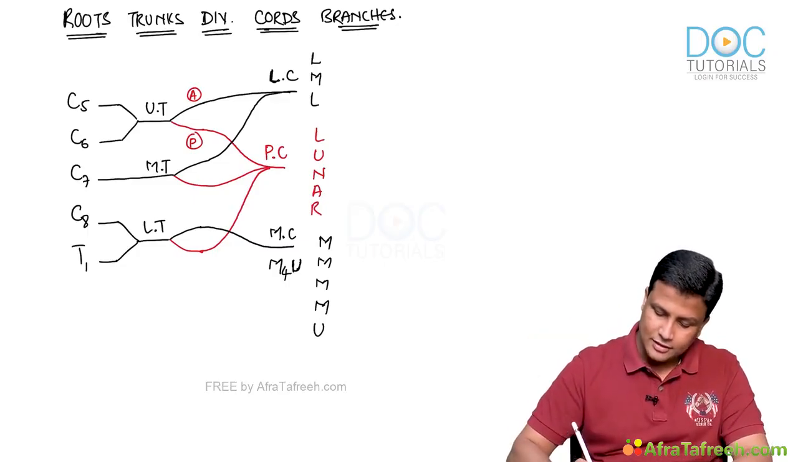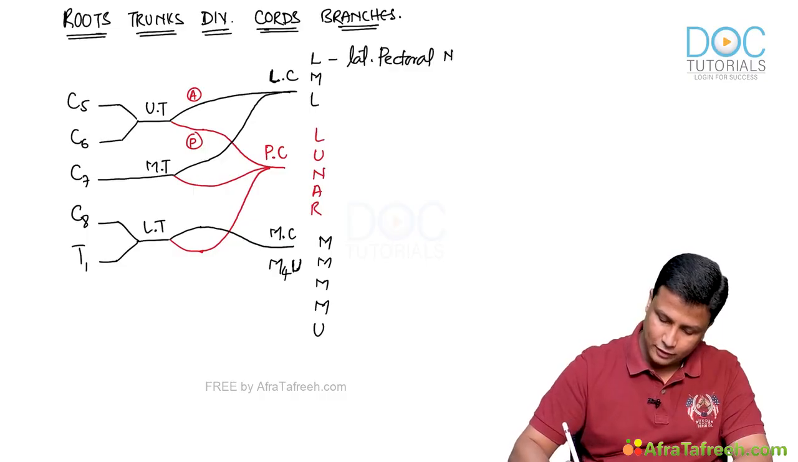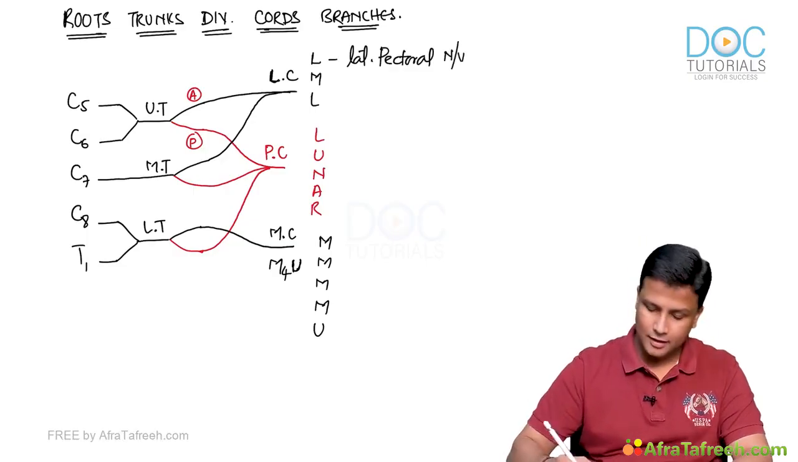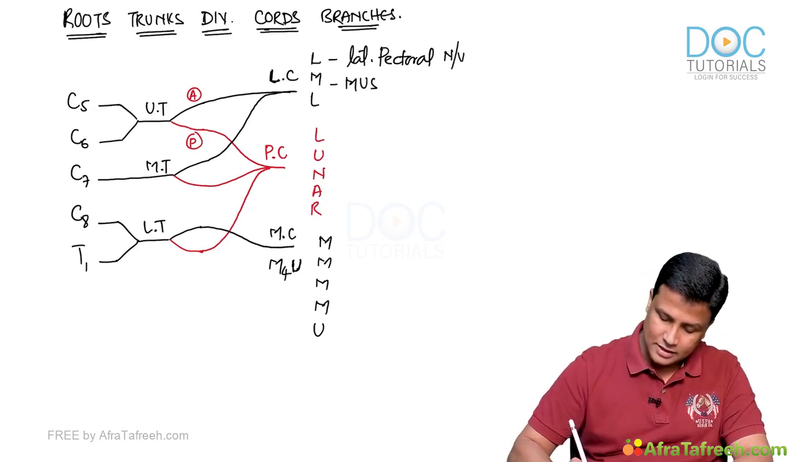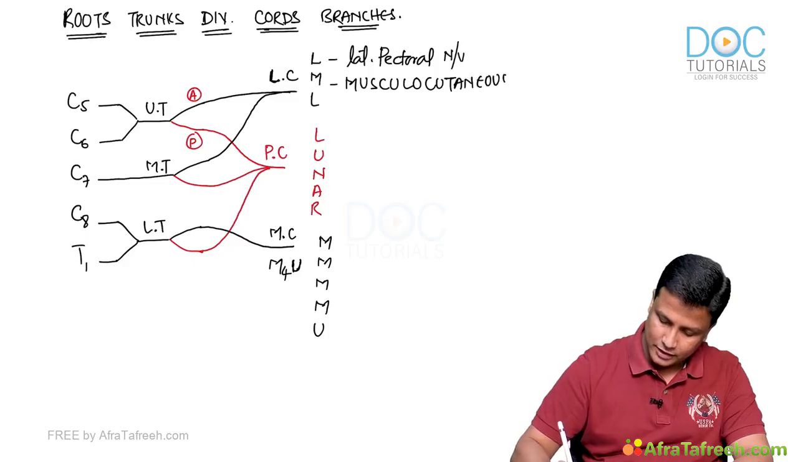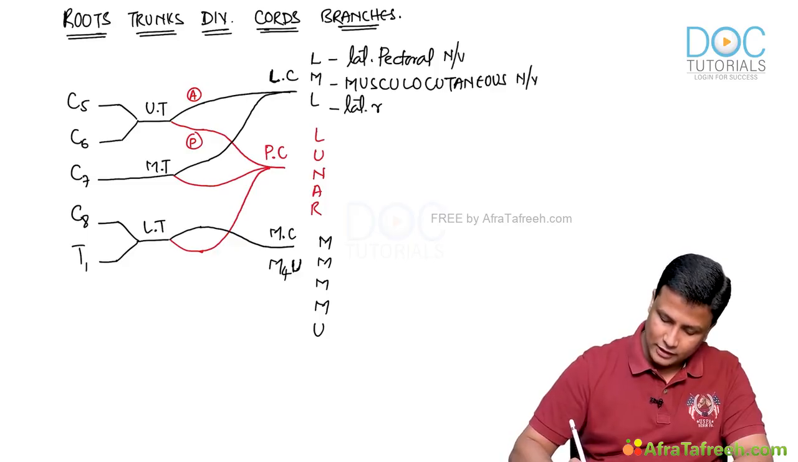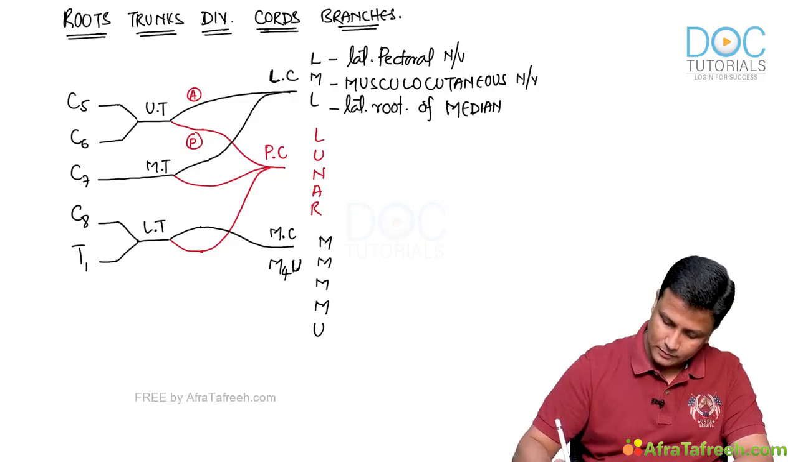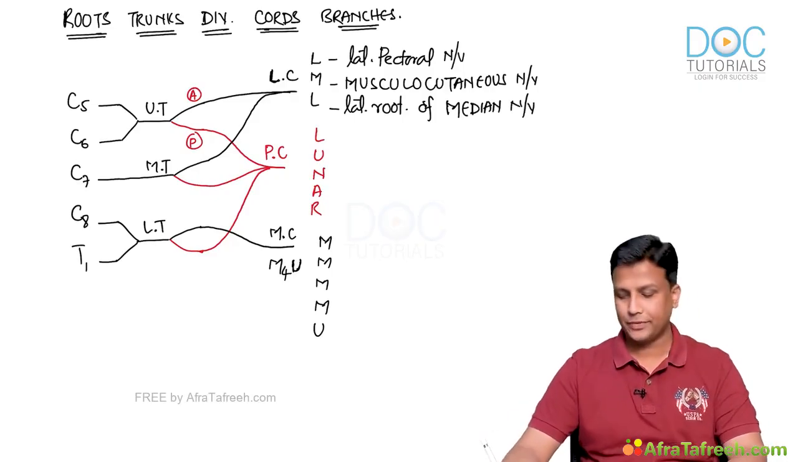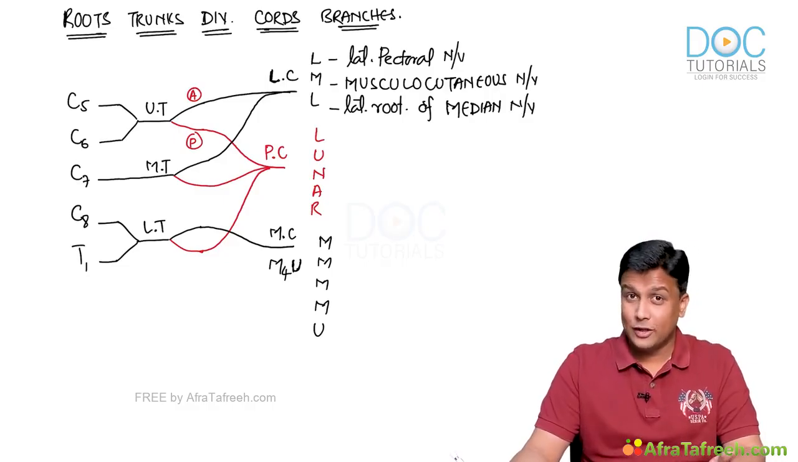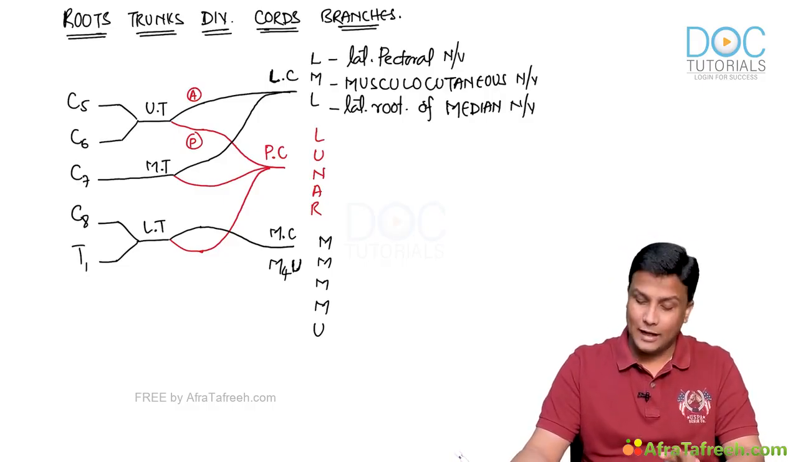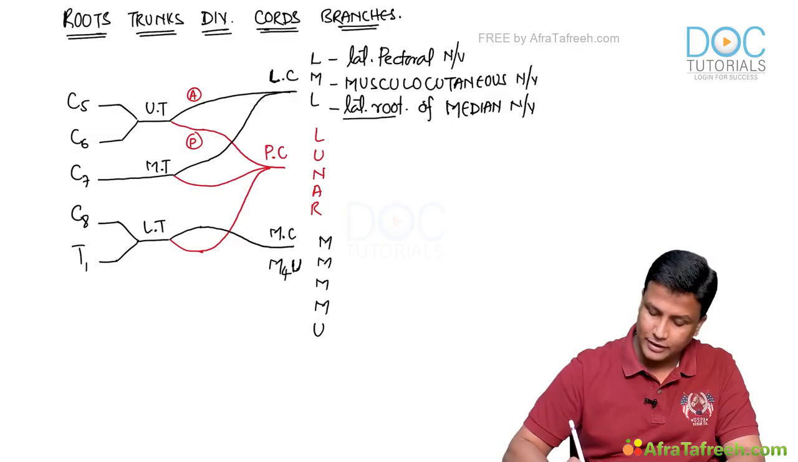So in this LML, L stands for lateral pectoral nerve, guys. And then M stands for musculocutaneous nerve. And then one more L here stands for lateral root of median nerve. So LML: L stands for lateral pectoral nerve, M for musculocutaneous nerve, and one more L stands for the lateral root of the median nerve, guys.